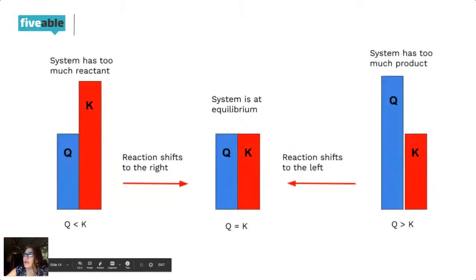So this is just the same thing that we said, but with a visual. If K is bigger, this means that the denominator is bigger in Q, so it has more reactants, and it shifts to the right. At equilibrium, they're equal, and the contrary, when it has too much product to start with, then it will shift to the left. Any questions here? Any questions about the meaning of Q and K?